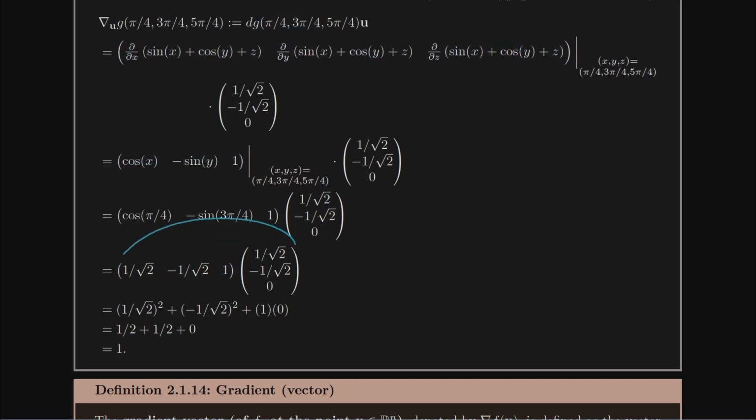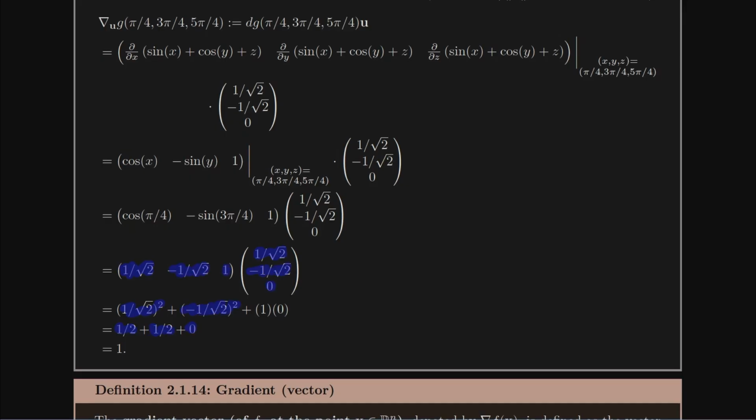And then as always, this is a matrix acting on a vector, but a row matrix on a column vector, we're just going to get a single output. You can think about it as a dot product if you'd like. We have 1 over root 2 times 1 over root 2, so 1 over root 2 squared, or 1/2. We have negative 1 over root 2 times negative 1 over root 2, negative 1 over root 2 squared, also 1/2.